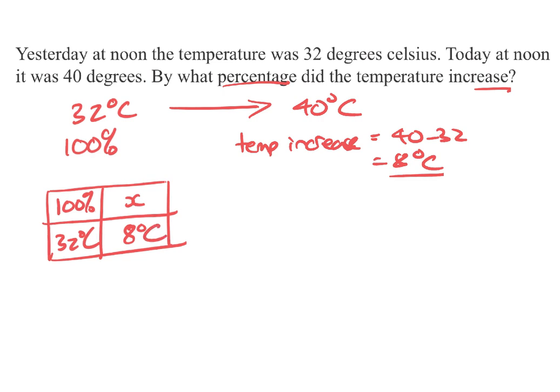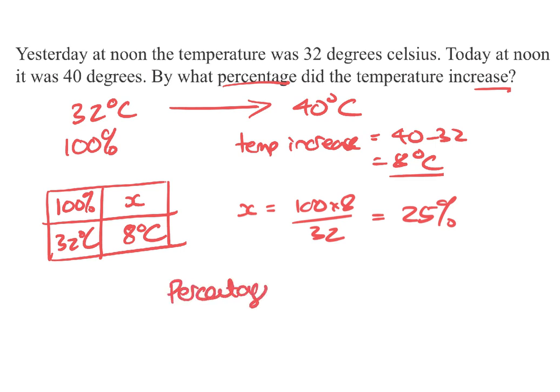So as we did before, to find this value here, we multiply these two and we divide by this one. So in this case, we're going to have x is equal to 100 times 8 divided by 32. And if you work that through, you actually get the answer of 25%. So again, with this one, we would say our percentage increase is 25%.